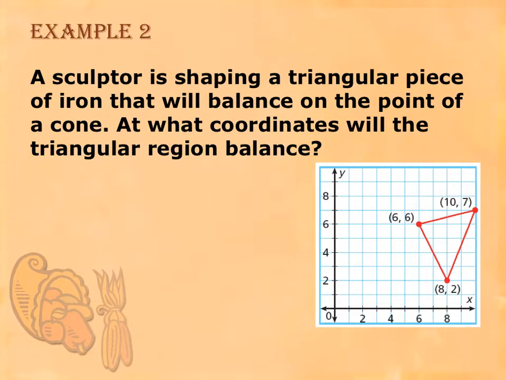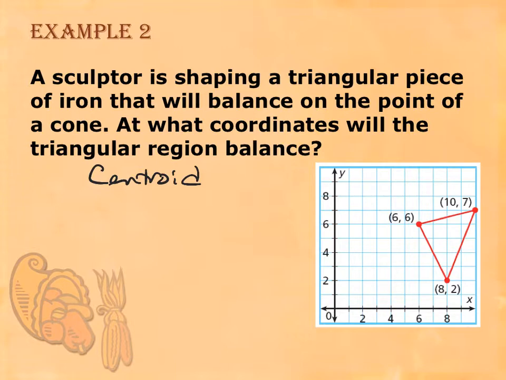So here, a sculptor is shaping a triangular piece of iron that will balance on the point of a cone. At what coordinates will the triangular region balance? What point of concurrency am I looking for? What's the name of it? The centroid. Good. So I'm looking for the centroid because that's my center of gravity.